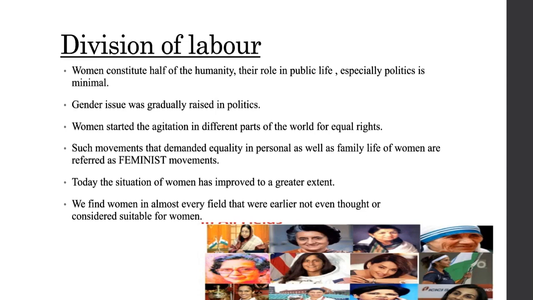Right. Now, the political expression of gender division and political mobilization on this question has helped improve women's role in public life. And therefore, you find women in almost every field that was earlier not even thought about, not even considered suitable for women. You find women in politics, in the entertainment industry, in social work, in space, in the business world, in sports, in the literary field. So in each and every field you find women making their equal contribution, and a very intellectual contribution, right?